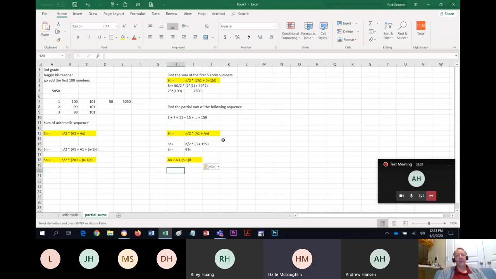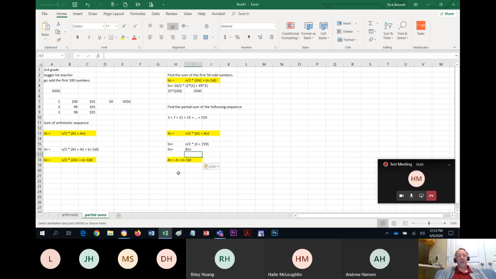Wait, why is it equal to 81n? So I just simplified. We were using this formula here, right? We know the first number is 3. The last number is 159. So 3 plus 159 is 162. So 162 times 1/2 is 81. Oh, so I multiplied it by 1/2. Yeah. Okay.